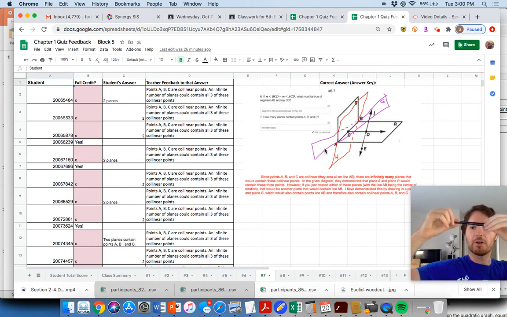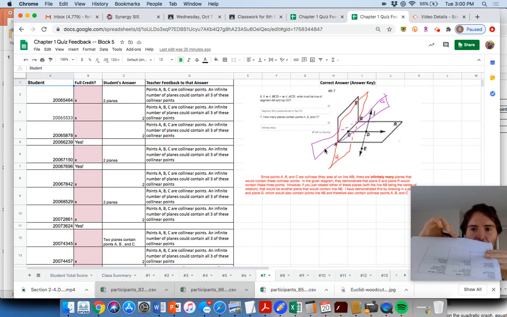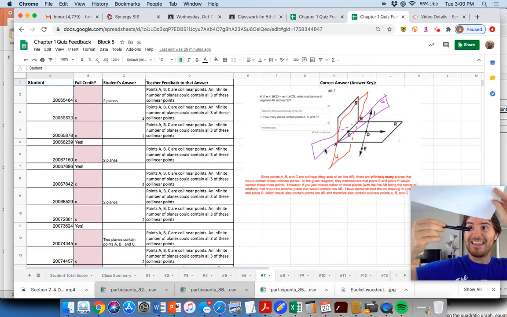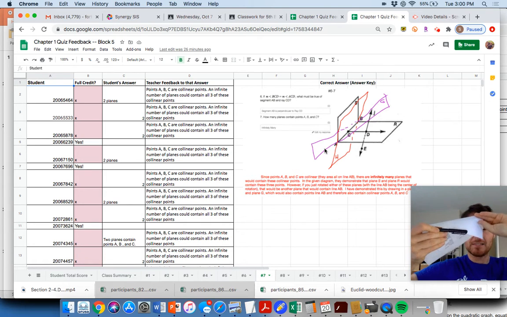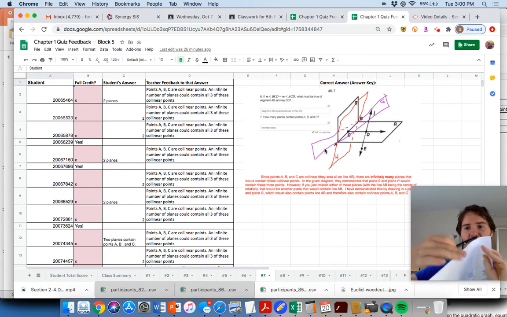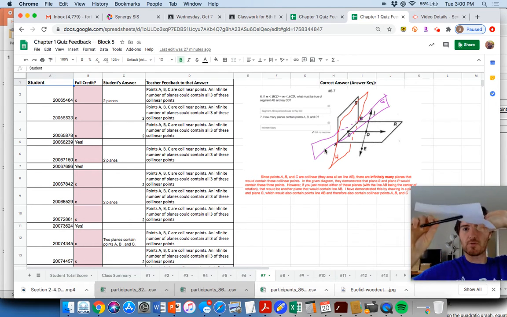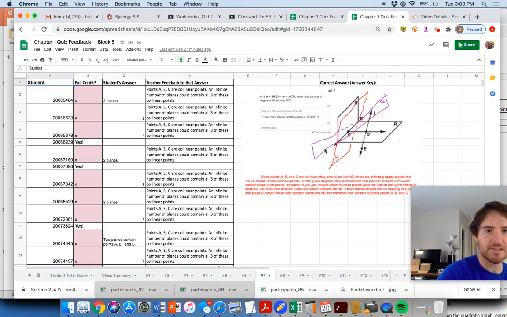So if you have collinear points, they're going to be in infinitely many planes because you have a plane like this that would go through all 3 points, a plane like this that will go through all 3 points, a plane like this. And as long as I rotate this plane a little bit each time, I'm going to find a new infinite surface that contains those 3 points. Almost everybody said 2 on this one.